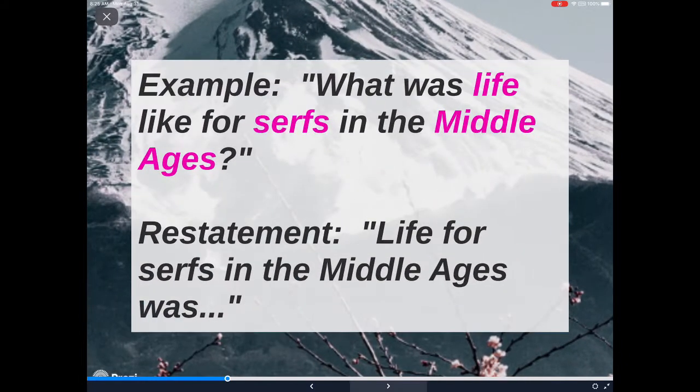For example, the question is, what was life like for serfs in the Middle Ages? You would pick out these pink key words, and you would restate that as life for serfs in the Middle Ages was blankety blankety blank. And that helps you start off your written response. It forms the first part of your first sentence. Okay?